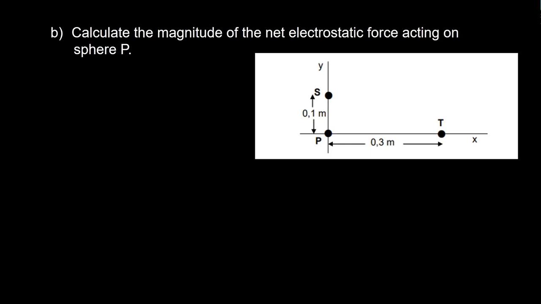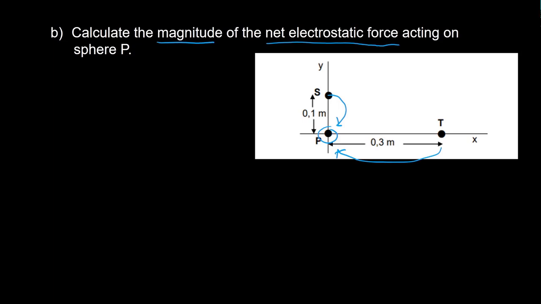This question is now asking us to calculate the magnitude, or how big the net electrostatic force is acting on sphere P. So we have two things happening here. We have S acting on P, and we've got T acting on P. To find the net force, we're going to have to do some thinking.